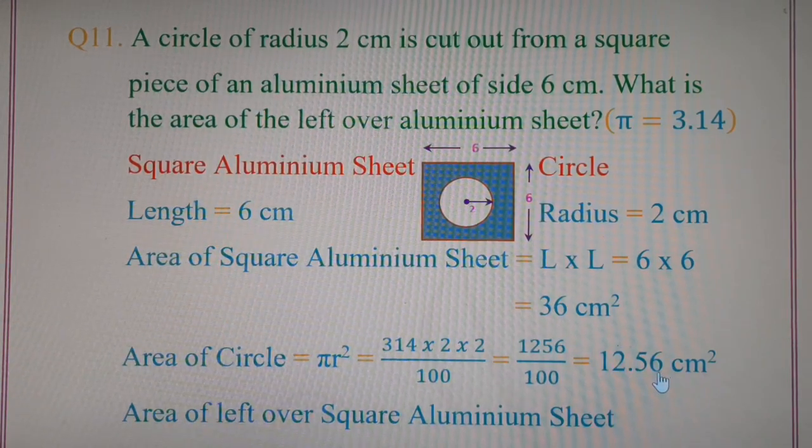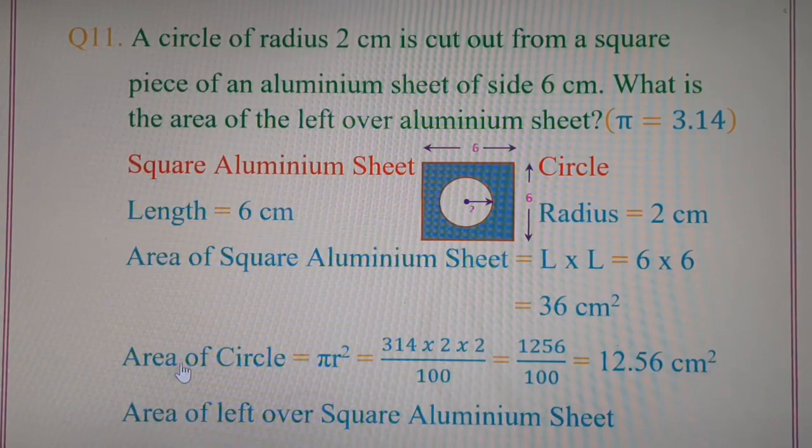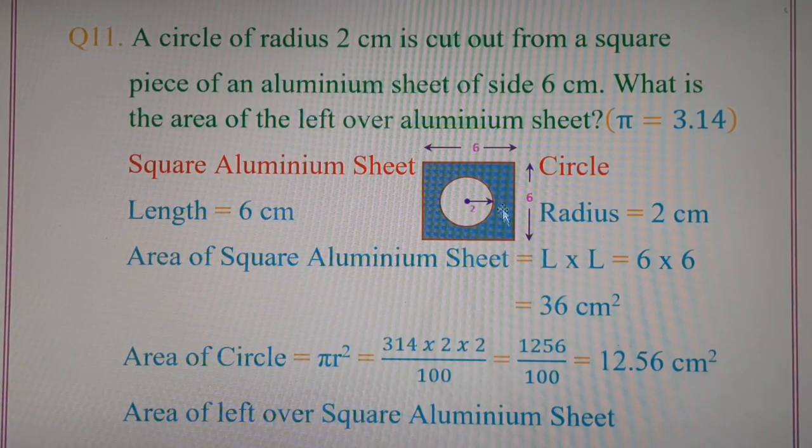So 12.56 centimeter square will be the area of the circle which is cut out from the aluminum sheet. Now we have to find the remaining area. That means the aluminum sheet's area we have to calculate, and from that we have to subtract the area of the circle. So area of square minus area of circle, that will be the remaining area.